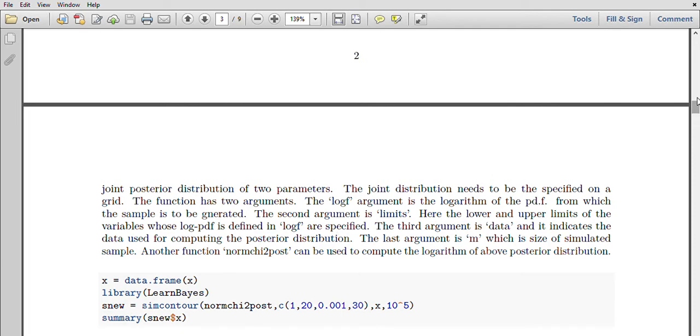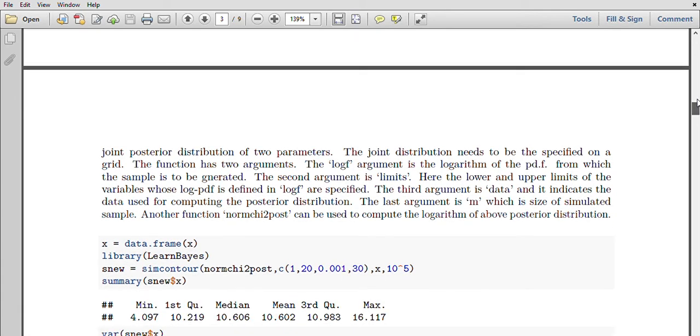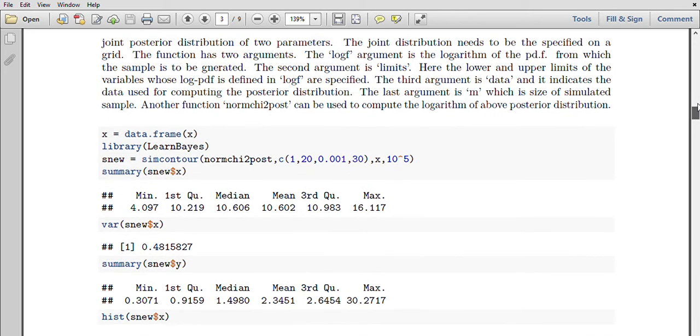So let us see how this command is to be used to generate observations from the joint posterior distribution. In the earlier setup, we had generated mu and sigma square separately. We first generated sigma square, then we used those values of sigma square to generate mu, so that finally we have paired observations. So these paired observations were treated as the observations coming from joint posterior distribution.